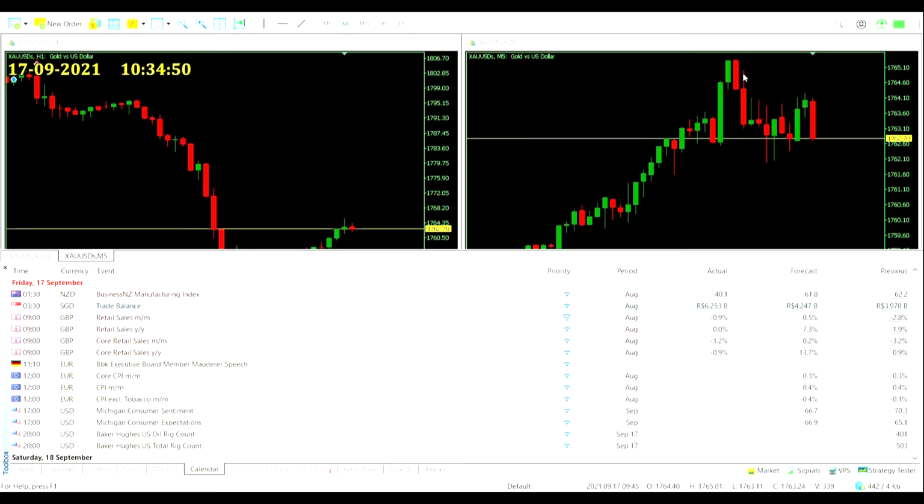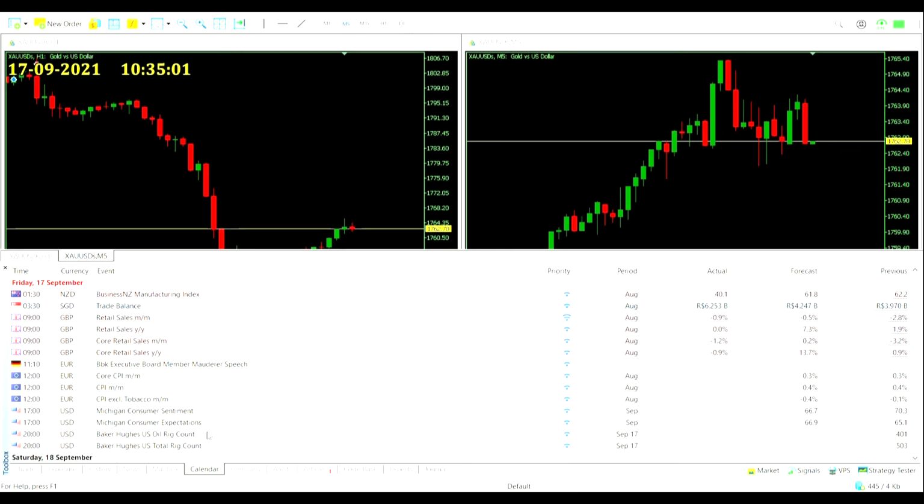Those two, though, are unlikely to have an impact on the gold chart, even though we are trading against the US dollar. Just doesn't seem probable to me. Last thing on will be the Baker Hughes US oil rig count at 8 o'clock. Don't think we'll be seeing that, but you never know.